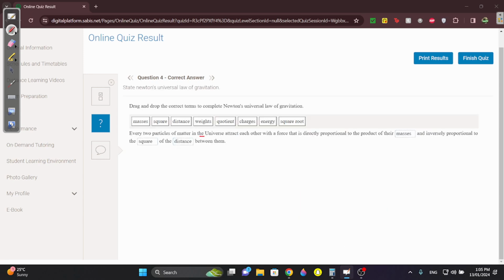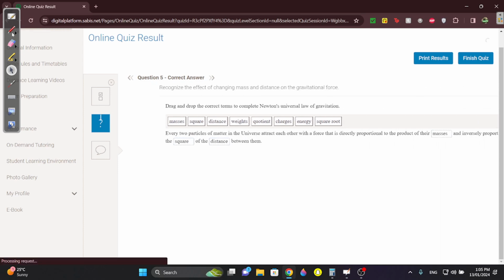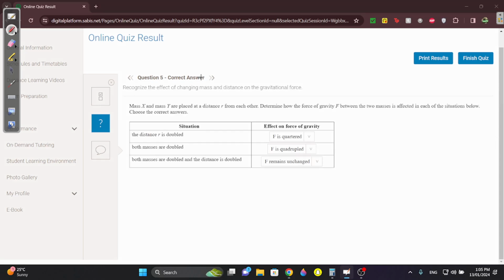Okay, every two particles in the universe attract each other with a force that's directly proportional to the product of their masses, because remember, force equals m1 m2, obviously with the big G on the side, over r squared. So the product of their masses is directly proportional, and inversely proportional to the square of the distance between them. Okay, that's why. It's always the square. And then we have rules, okay? Let's say F equals G m1 m2 over r squared. That 2 should be up, my fault.